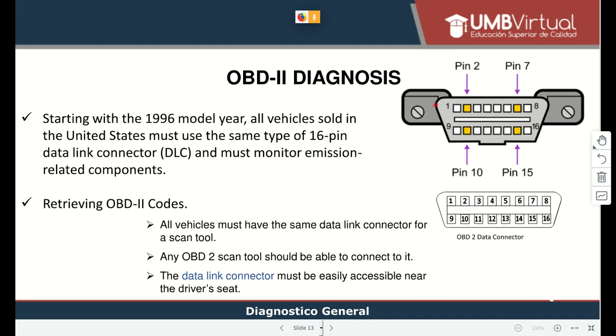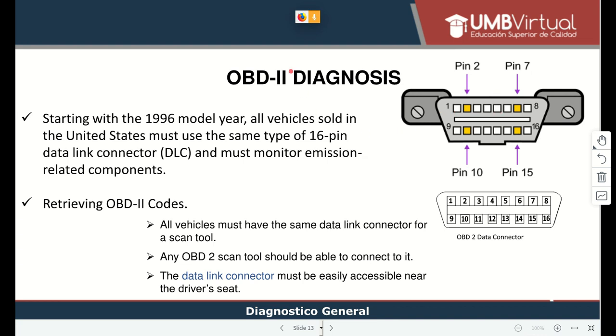DTCs are the diagnostic trouble codes, right? Starting with the 1996 model year, vehicles sold in the United States use the same 16-pin connector, in order to monitor not just systems.